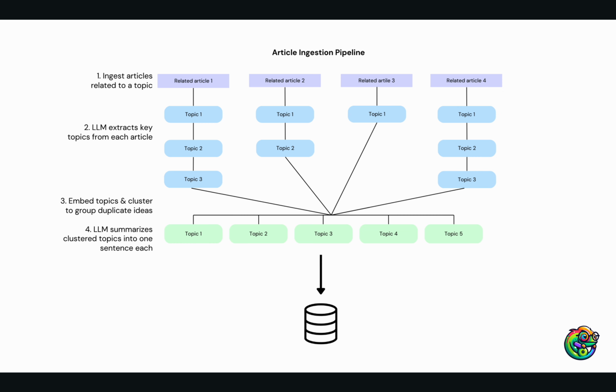So this is our article ingestion pipeline. We first have a set of articles, the purple boxes, and we use LLMs to extract key topics from each article. Then we cluster these up and remove any duplicate ideas. And then finally, we use LLMs again to summarize the clustered topics into a one sentence blurb.